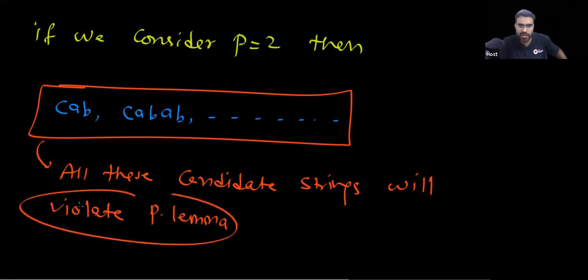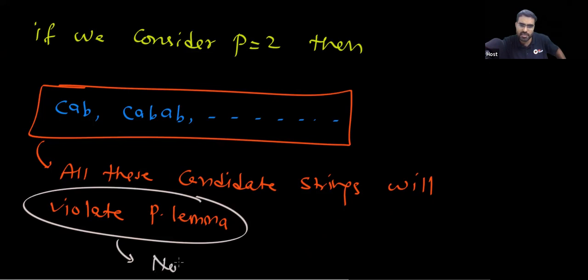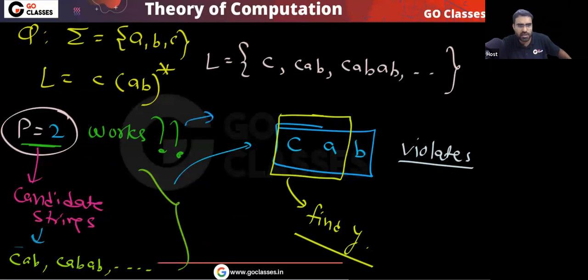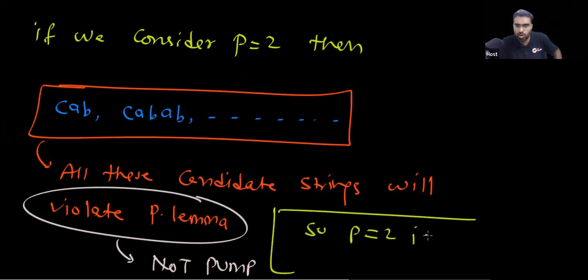They will violate the pumping lemma, and I can simply say they will not pump. So simple, very simple. So this p equal to 2 also does not work. Yes or no? The question was, does it work? And the answer is, no, p equal to 2 does not work. So p equal to 2 is not a pumping length for L.